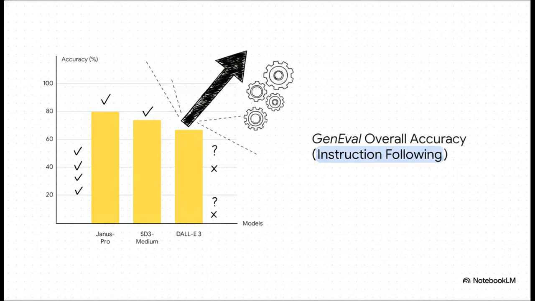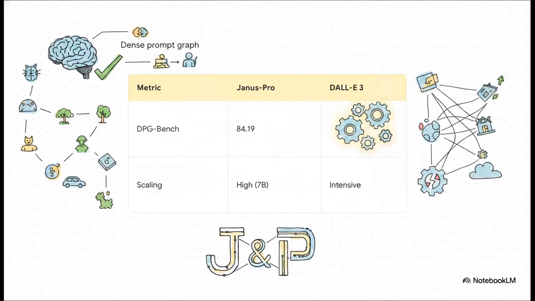Janus-Pro hits an 80 overall accuracy, completely outclassing SD3 Medium at 74, and leaving DALL-E 3 way behind in the dust at 67. It's definitive proof that this decoupled architecture follows complex text-to-image instructions far, far better than the previous generation. We see the exact same victory when it comes to dense scene understanding.